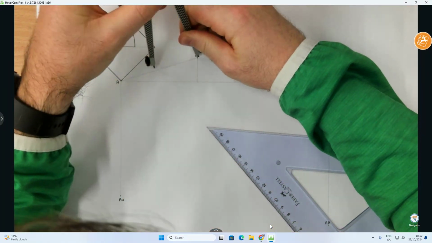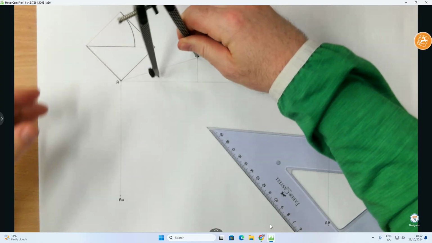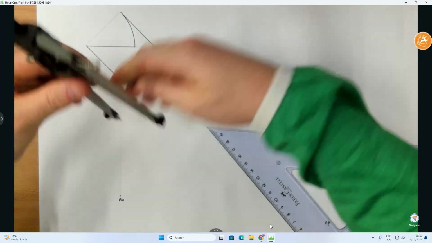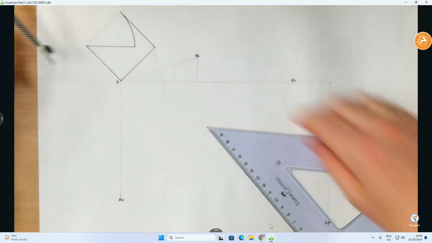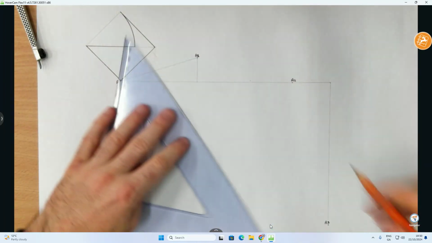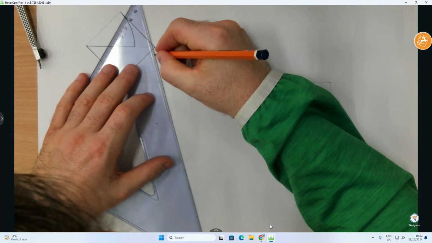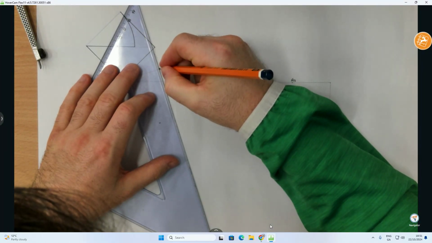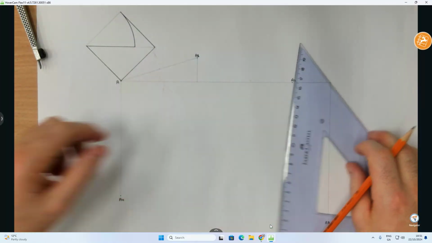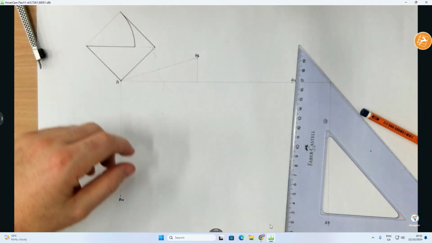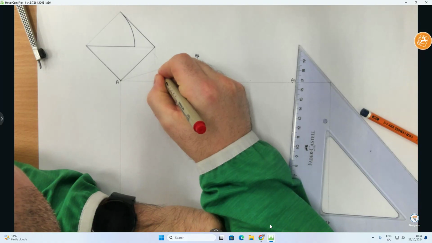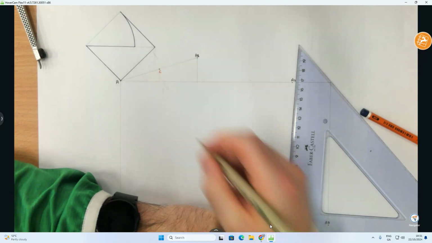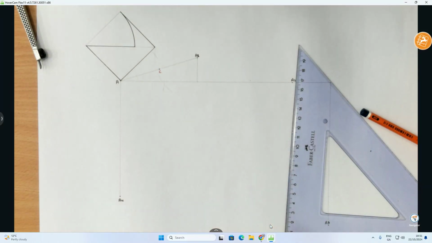So pick a distance greater than halfway, swing an arc above the line, below the line, below the line, above the line. And you can see where the 2 arcs cross each other. That's going to give me a point right in here. That little mark is going to be my point of symmetry. I'm going to put a little letter C on that. Okay, that's going to be my central symmetry point.